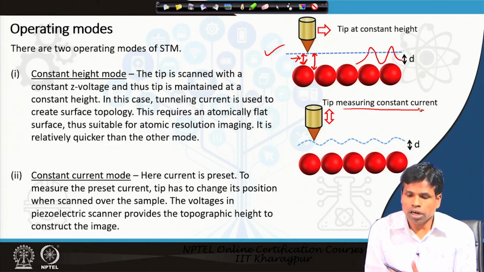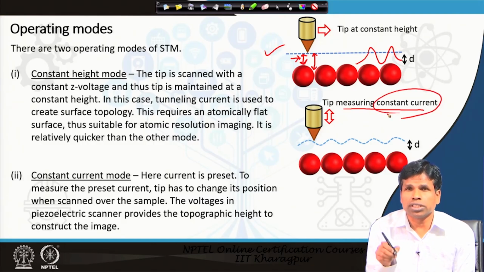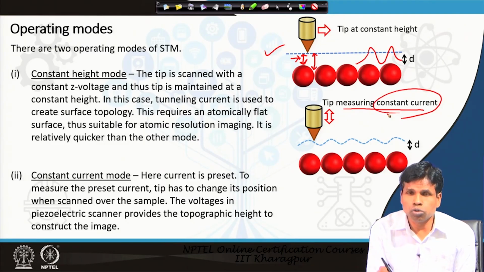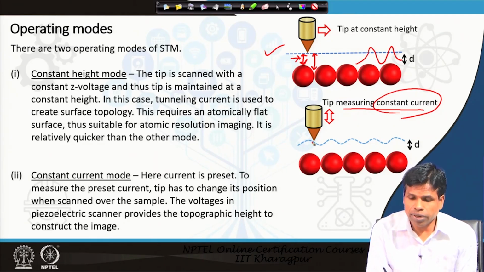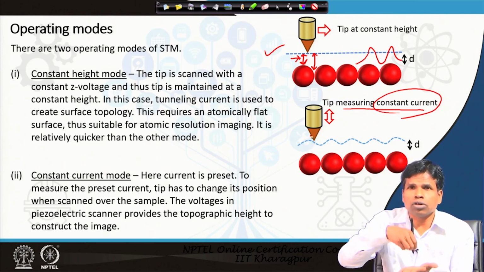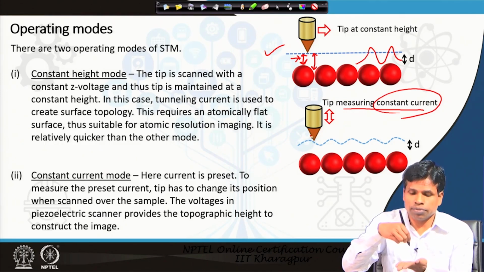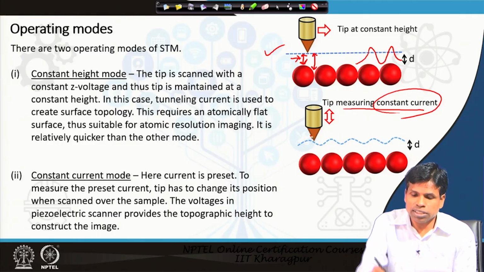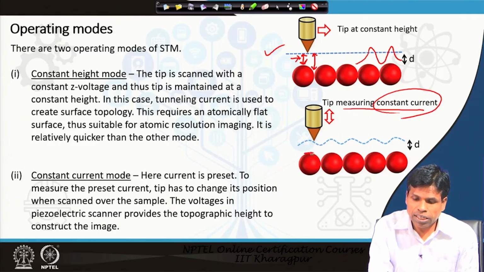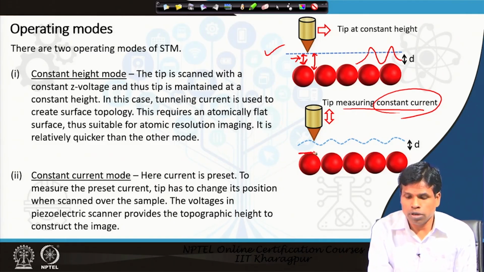So, here our feedback control will set a preset current that it wants to measure only. In order to do that, as you see here, we want to measure a constant current. My tip has to go up and down to see that preset current. If at some places here the sample is a little above than this place.